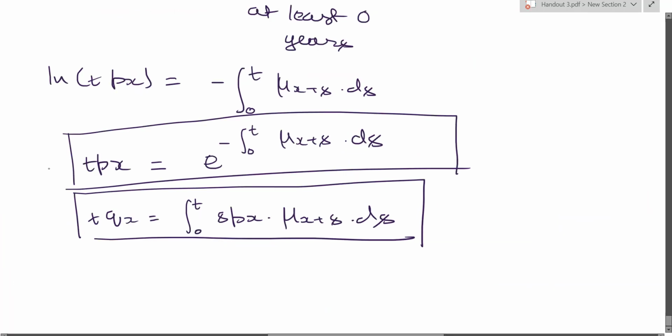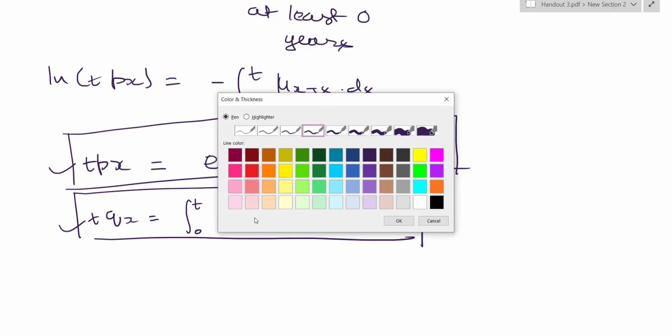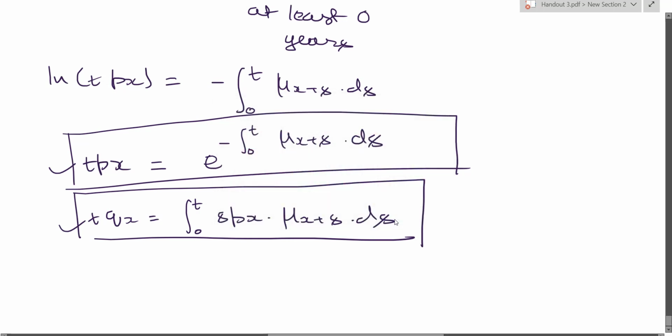Now we have these two definitions, one for tpx and one for tqx. Let's just try to interpret them and see what they're trying to say. I will take 2 or 3 different approaches to interpret them. So first of all, let's start with tpx. Now, this is your force of mortality, right? This is your force of mortality, which is very much similar to what we discuss when we do continuous compounding and apply force of interest. Now you can interpret this as very similar to the formula of present value.